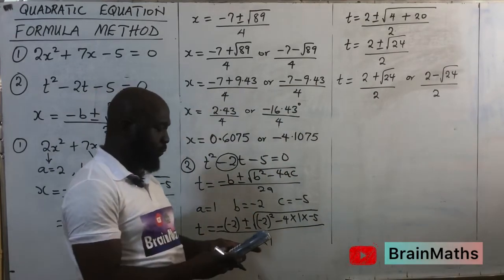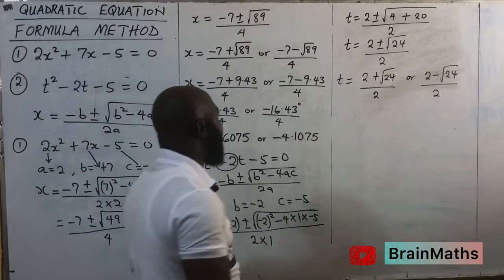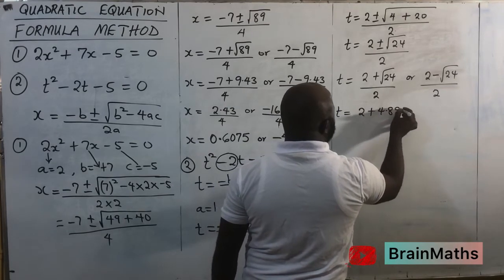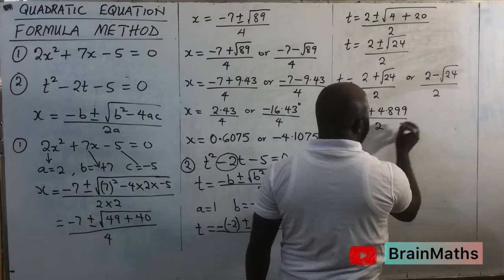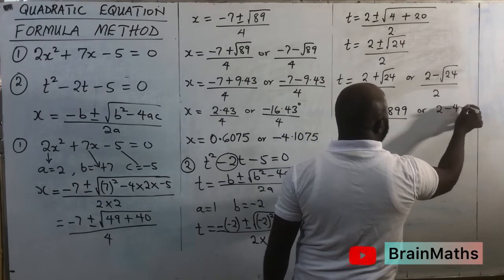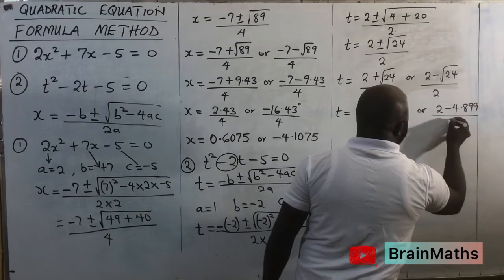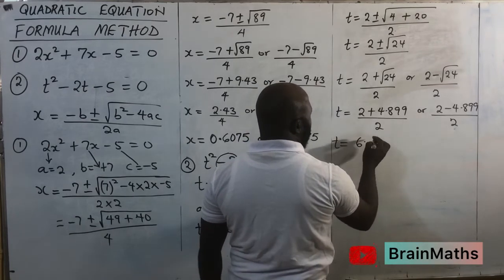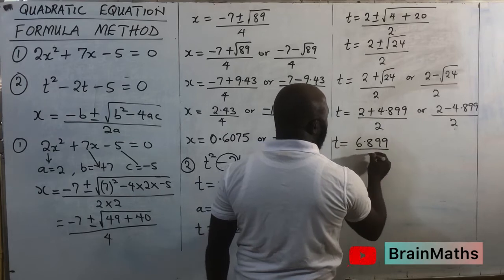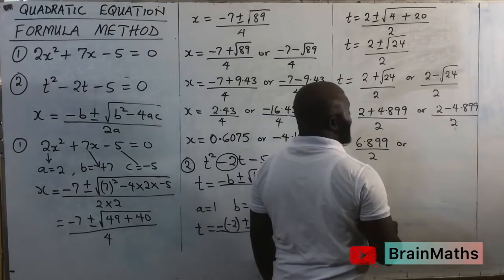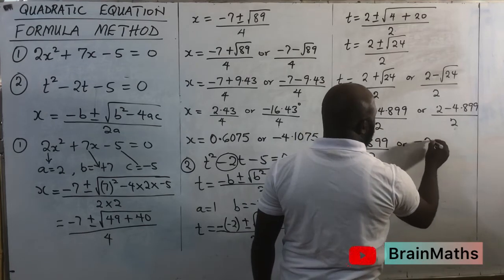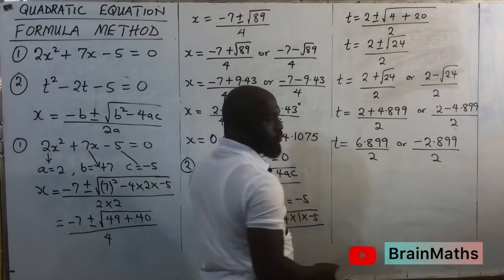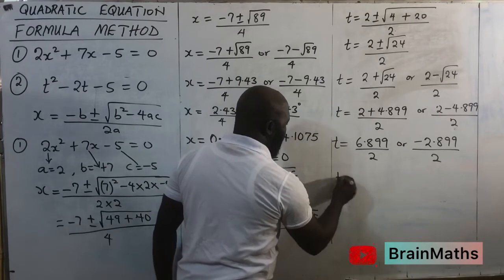So what is the square root of 24? The square root of 24 is 4.899. So our t is going to be 2 plus 4.899 over 2, or 2 minus 4.899 all over 2. So t here will be 2 plus that is 6.899 over 2, or 2 minus 4.899, that's going to give us minus 2.899 all over 2.